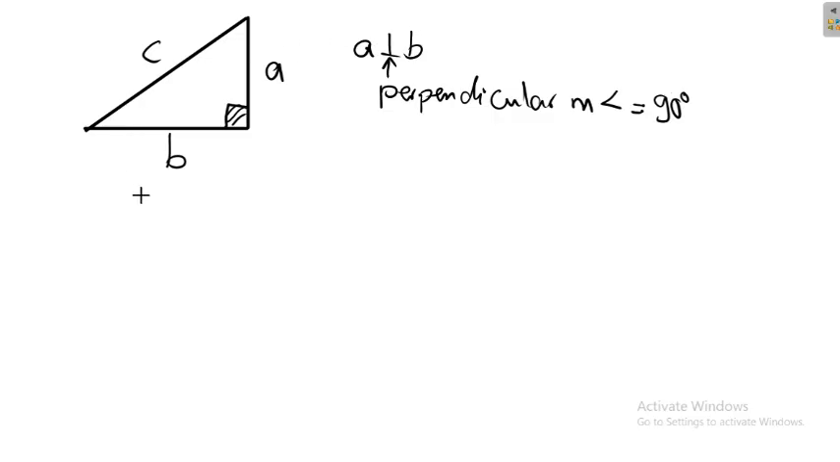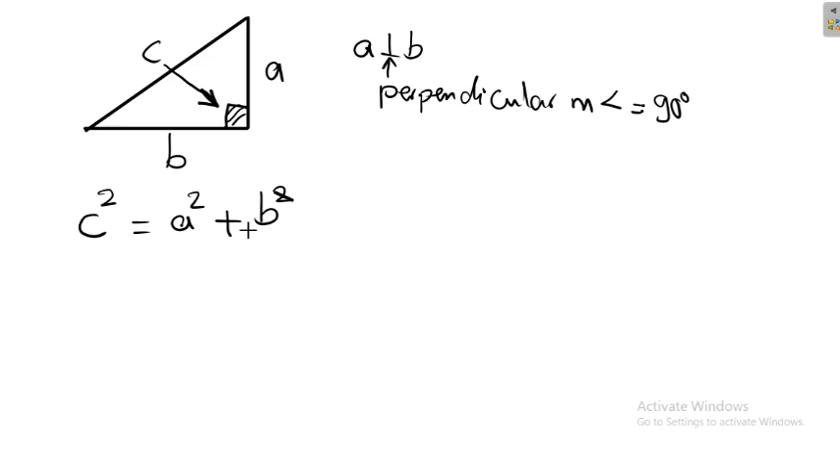Pythagoras says that the square of the hypotenuse. What is the hypotenuse? The hypotenuse is the side opposite to the right angle. So the side opposite to the right angle here is C. The square of the hypotenuse, so C squared, equals the summation of squares of the two other sides. The two other sides are A and B. The squares of them: A squared plus B squared. Okay?